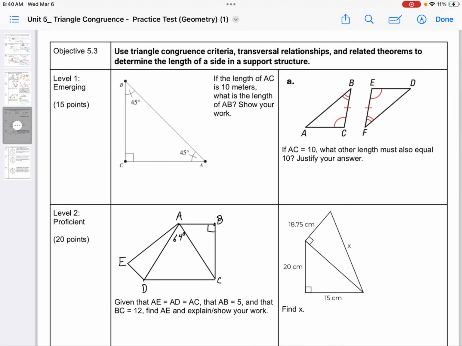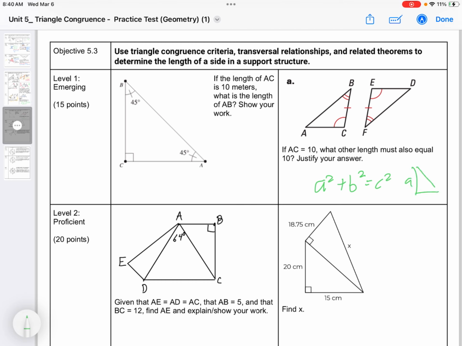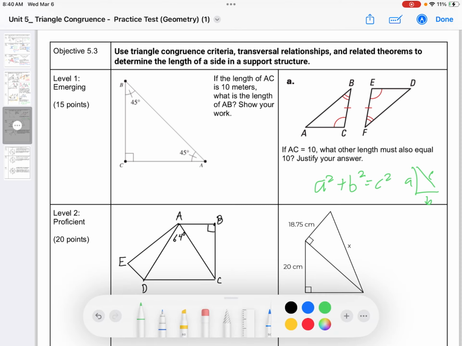Okay, here's a video on how to do objective 5.3. You need to know how to do the Pythagorean theorem first. If you need to know how to do the Pythagorean theorem, which is a squared plus b squared equals c squared in a right triangle, then I recommend going to a different online tutorial or the video that I posted, also on Google Classroom, separate from this one. But once you know how to do the Pythagorean theorem, the rest of this kind of falls out of that.